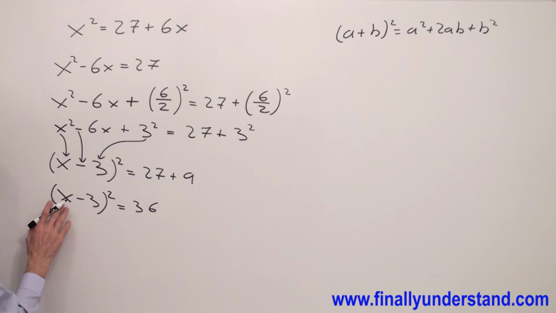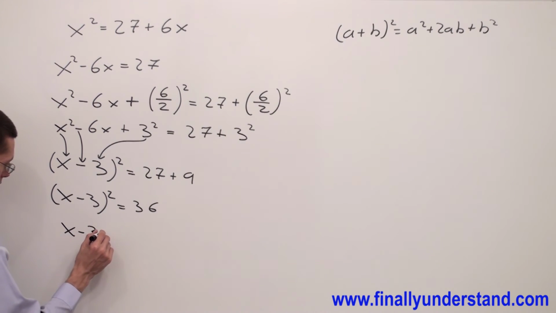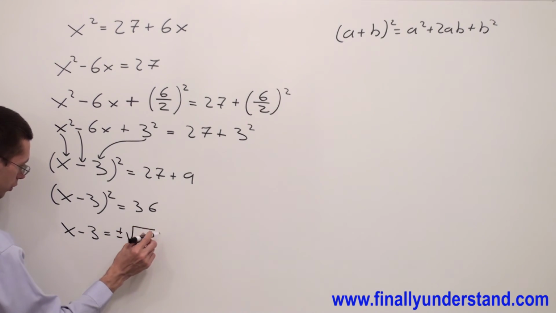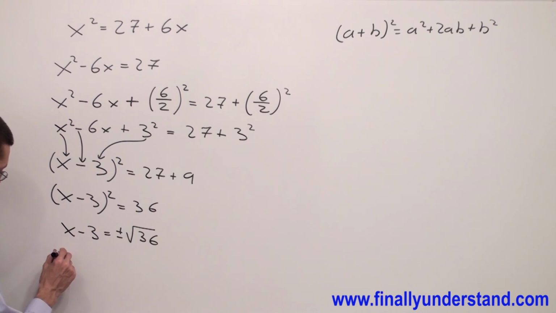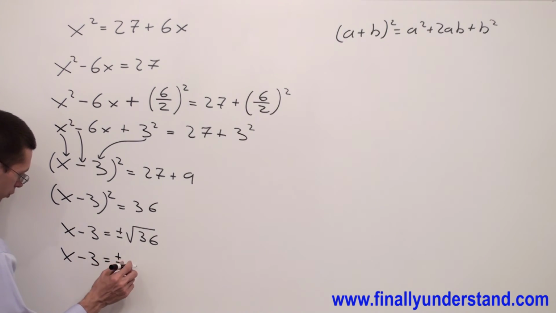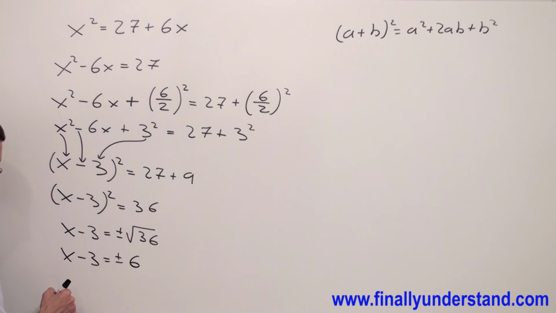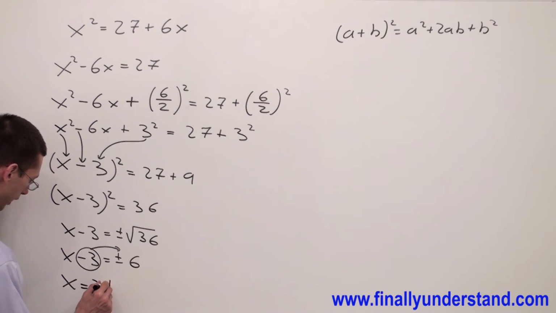Next, in order to find x, we're supposed to take the square root of both sides of the equation. That's why we're going to have x minus 3 is equal to plus or minus the square root of 36. The square root of 36 is equal to 6. That's why I can rewrite this as x minus 3 is equal to plus or minus 6. Now, in order to find x, I have to move this negative 3 to the right side. And we are going to have x is equal to 3 plus or minus 6.